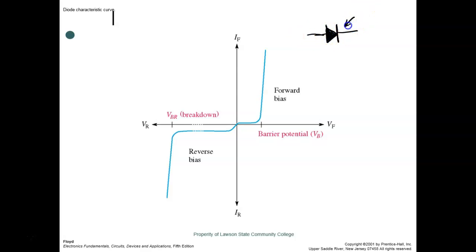And what do we call this guy right here? Yeah, we call this the cathode. And what do we call this guy right here? And then we can bias it two different ways. We can forward bias it, and then we can reverse bias.